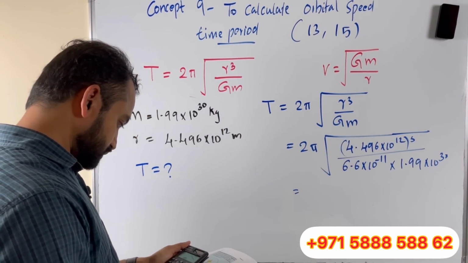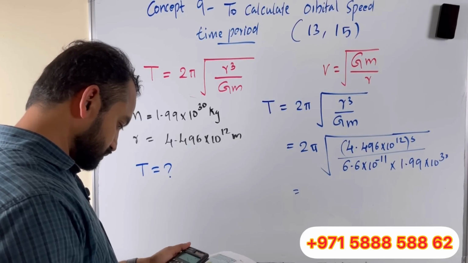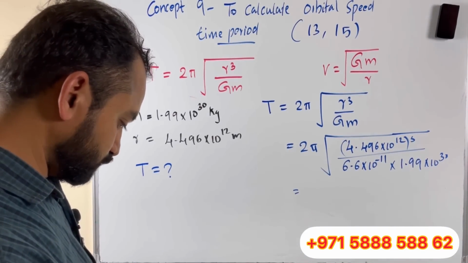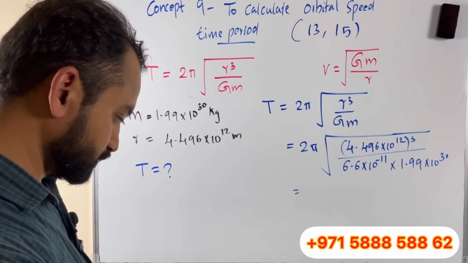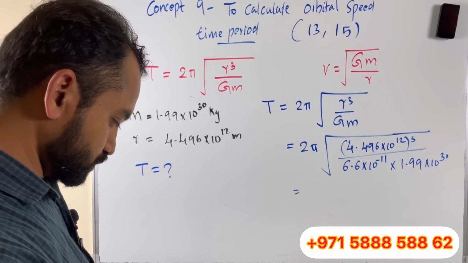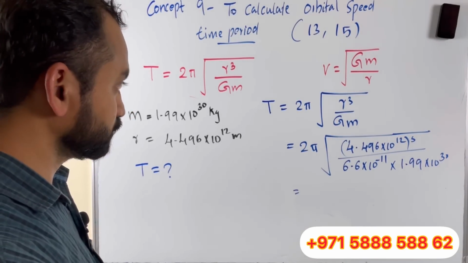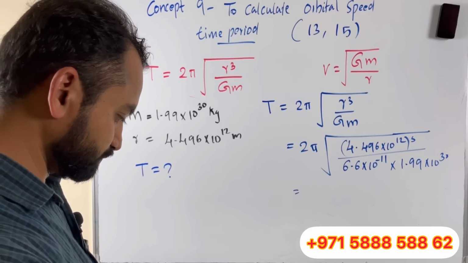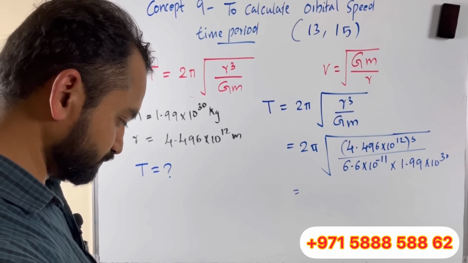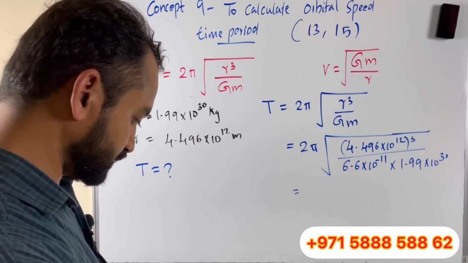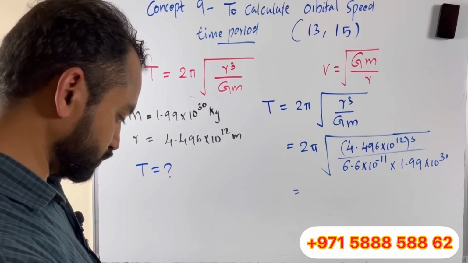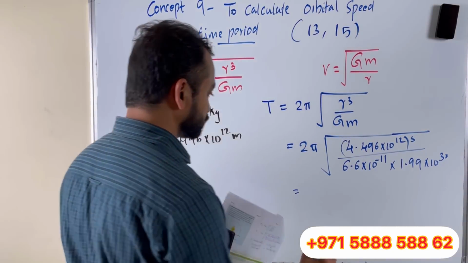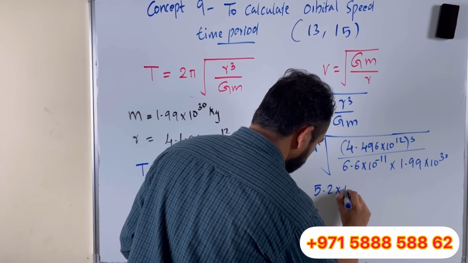Now I will use the calculator. 2 multiplied by pi multiplied by square root of 4.496 times 10 to the power 12 cubed, divided by 6.67 times 10 to the power negative 11, times 1.99 times 10 to the power 30, equals... I am getting 5.2 times 10 to the power 9.